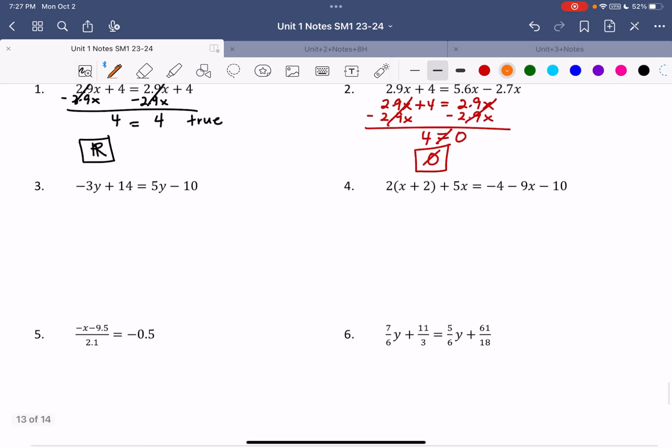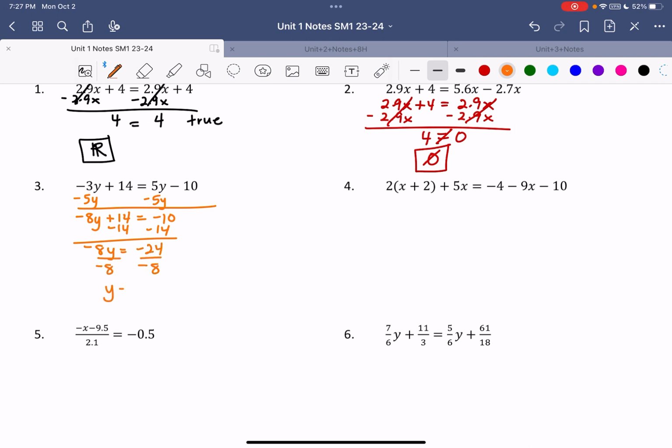All right, this time we have variables on both sides. We can move our variable to the left. So we get negative 8y plus 14 equals negative 10. Move our constants to the right. We get negative 8y equals negative 24. Divide by negative 8. And y is 3.